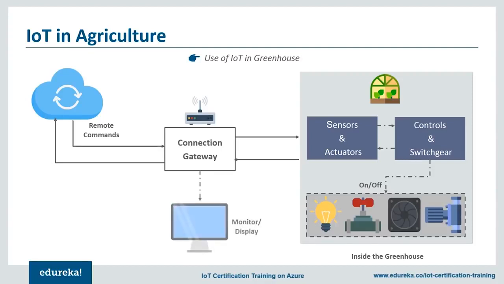What more? From the connection gateway, as you can see, there is a monitor through which 24/7 real-time monitoring has come into effect. Also, you could use any smart device to remotely check the conditions inside your greenhouse. So with elimination of irregularities and human errors, this creates a much more efficient system. So with that, we conclude the role of Internet of Things in agriculture.